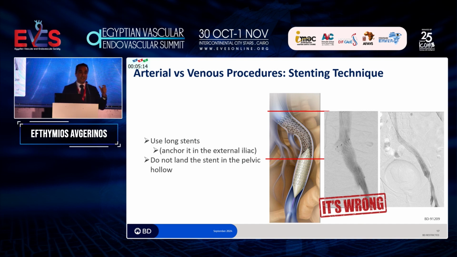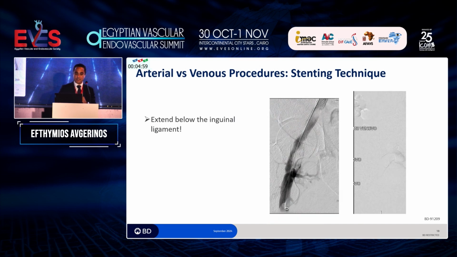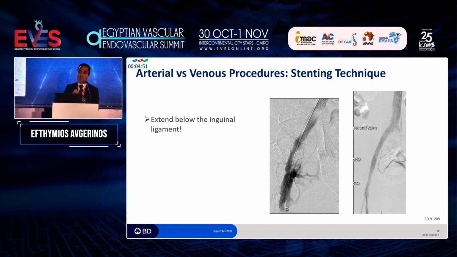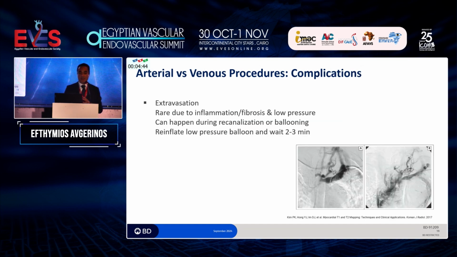You need to place a long stent, land it in the external iliac vein to make sure this will not migrate, and make sure that your stent will not have an acute angle at the pelvic hollow against the iliac vein that may lead to thrombosis. Extend below the inguinal ligament. If there is disease, you have to cover it with your stent and make sure you are providing the best possible inflow to your stent coming from the deep femoral vein and the femoral vein.